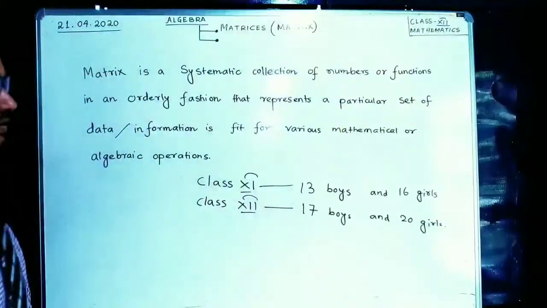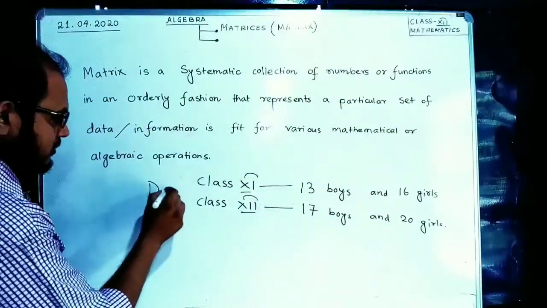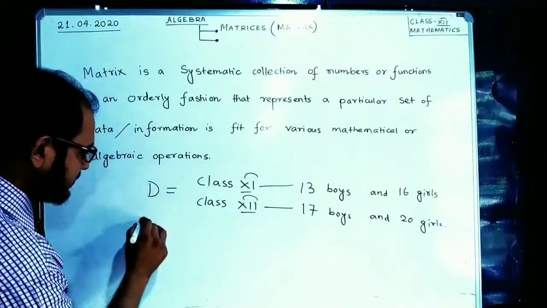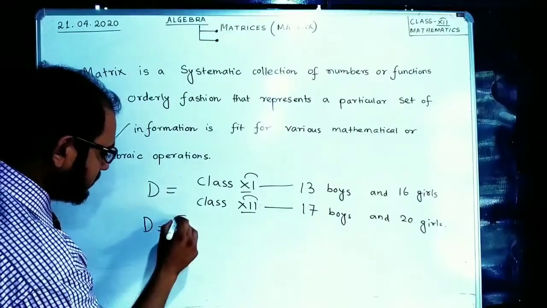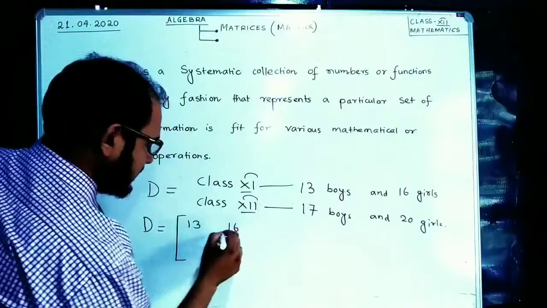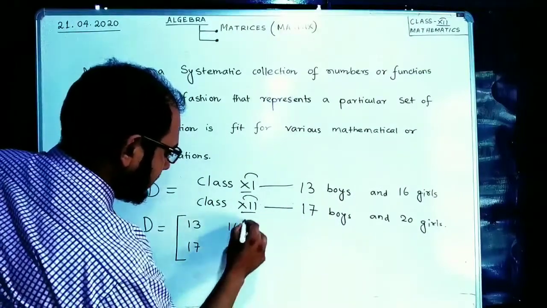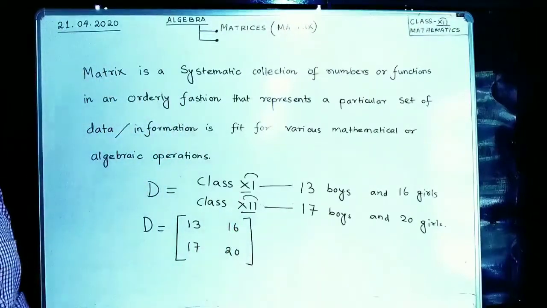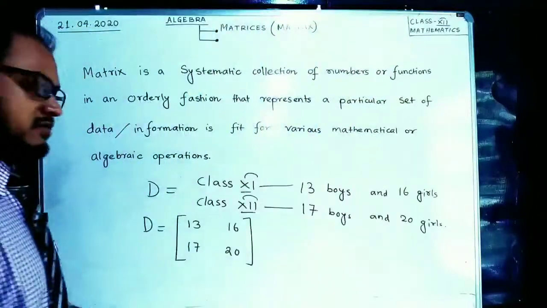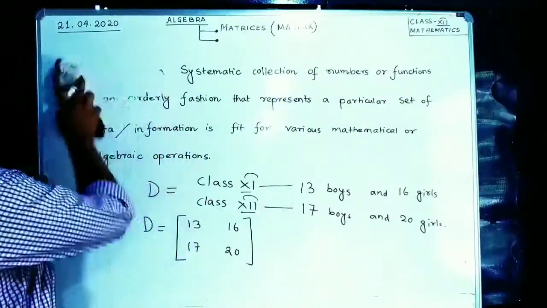So if I say this is the data D, suppose, I can represent the same data in matrix form like this: D equals 13, 16, 17, 20. So that comes under matrix representation. Throughout this chapter we will be dealing with several types of matrices that represent several types of data. Now let's move on to the next part.